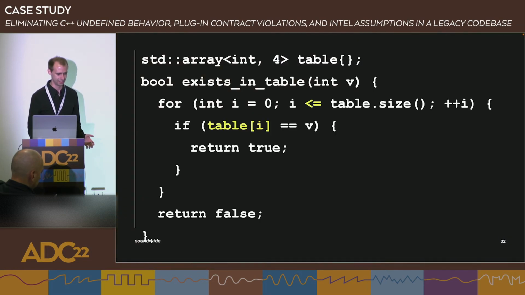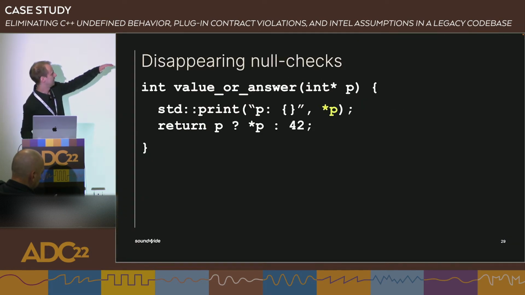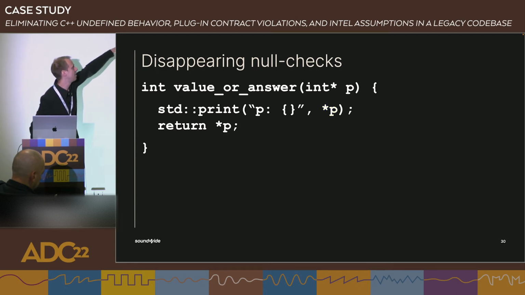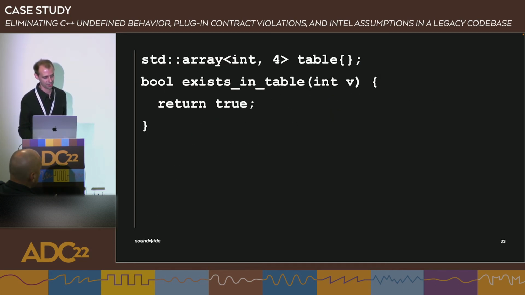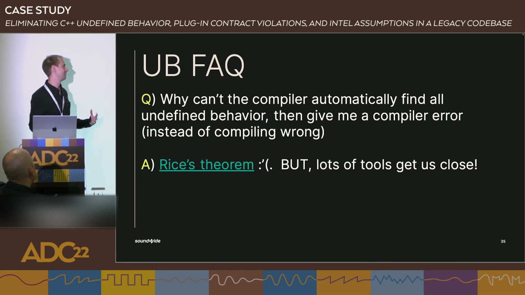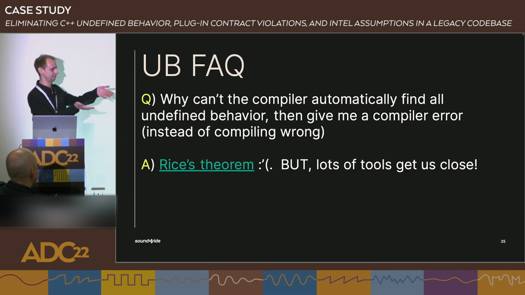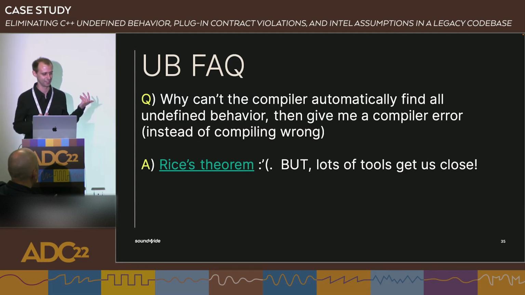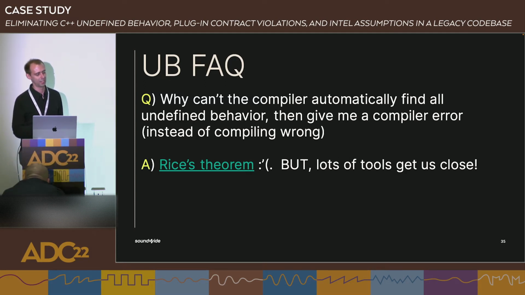I think these are really compelling examples because just adding a line above it can break it. It's not a local change, this undefined behavior. So once you understand how bad undefined behavior is, I think the next question is, can't the compiler automatically find everything that's undefined and give me a compiler error rather than doing something I obviously didn't mean? I was trying to write, does this exist in the table, and I got true. The answer is there's actually a mathematical theorem that says this is impossible. It's called Rice's theorem. Any non-trivial property of a program is undecidable. So that means you can't 100% find all the undefined behavior.